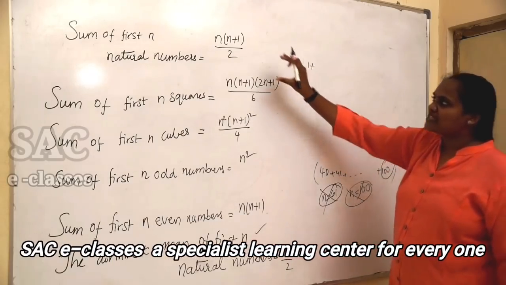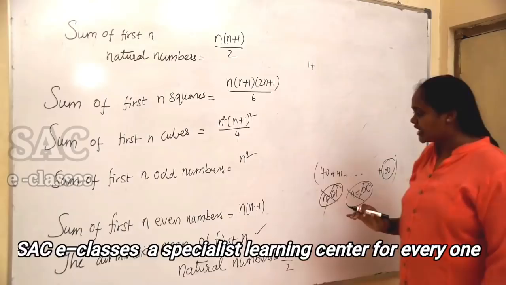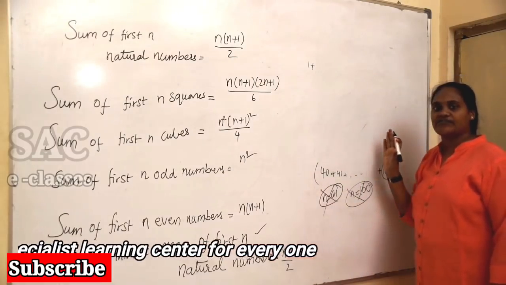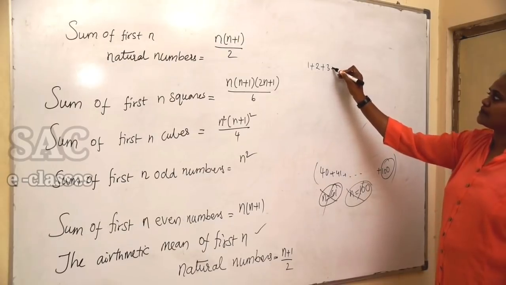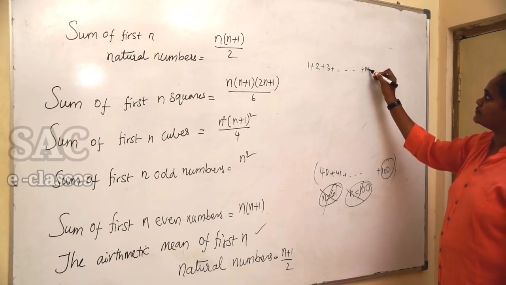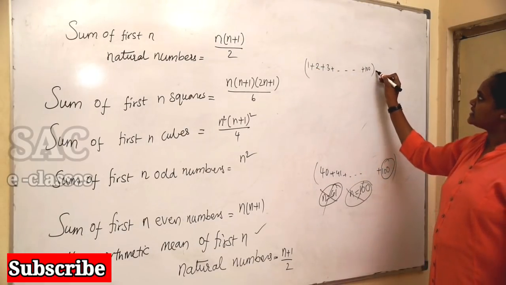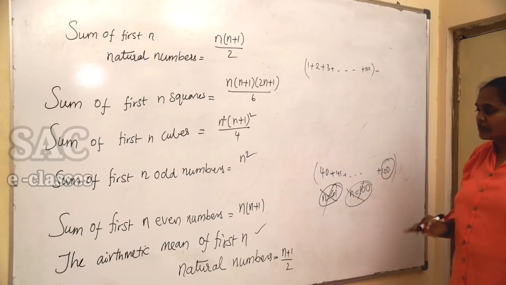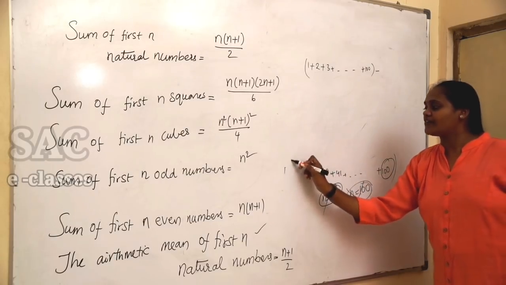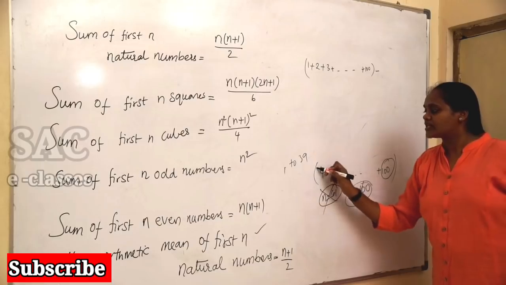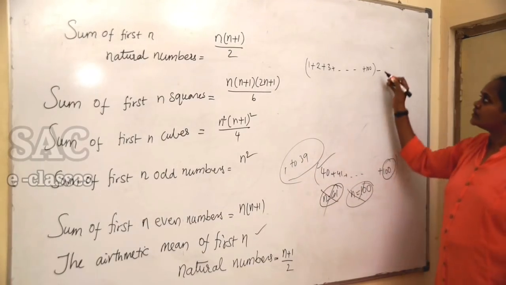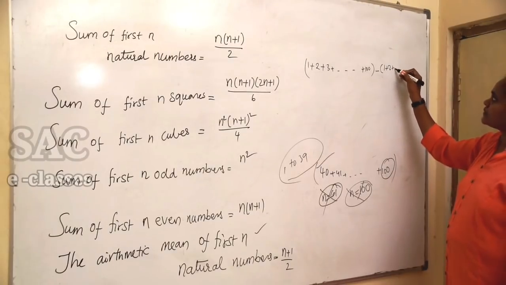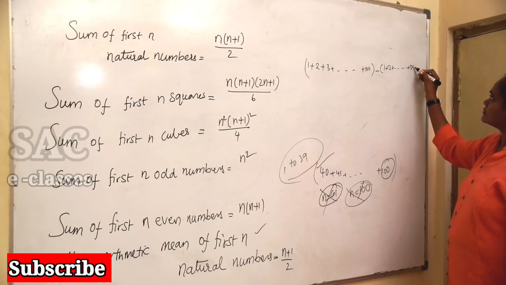But I can apply this formula whenever I know that the numbers start from the beginning of the natural numbers. So 1 plus 2 plus 3 and so on plus 100. But in this, which numbers do you not require? I don't require 1 to 39, because I want 40 onwards. So 1 plus 2 plus 3 and so on plus 39.